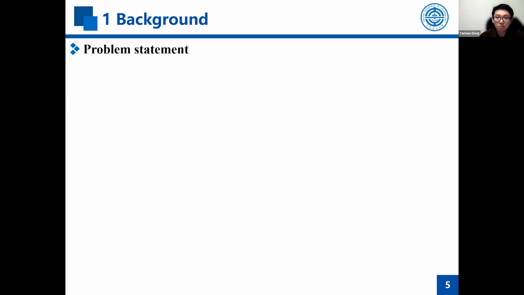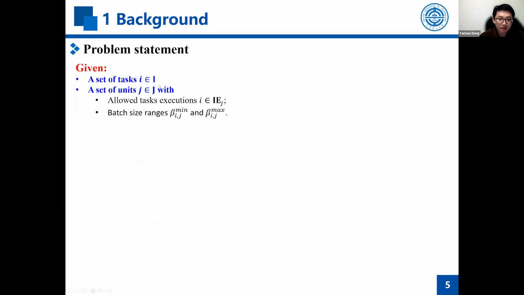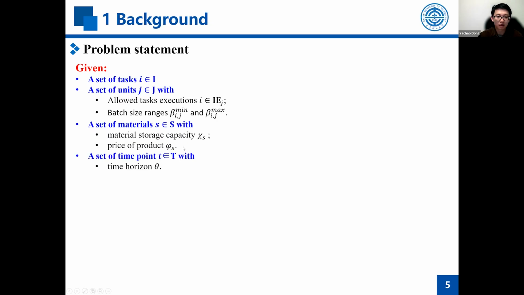And the problem statement is as follows. We are given a set of tasks and a set of units, and the allowed task executions in each unit are given, and their batch sizes, the lower bound and upper bound, are given. The set of materials, from the raw materials to the intermediates to the final products, are given, and their material storage capacity is given, and the price of the product is also given. We are also given a set of time points determined based on the time horizon and the interval. We adopt a discrete time approach.